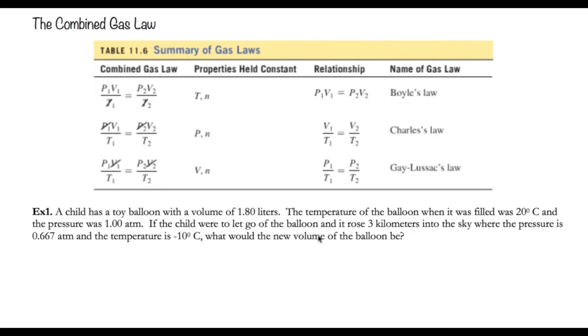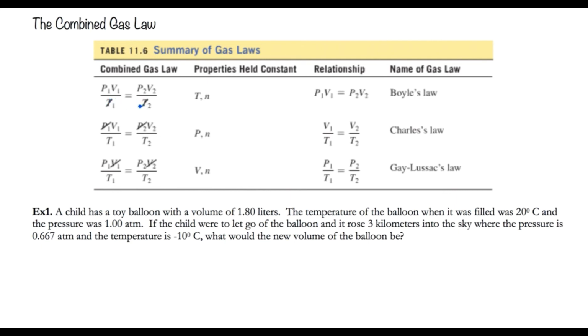All right, so the combined gas law. Basically, as you can see from this table, all of my gas laws are derived from one gas law, which is your combined gas law. So P1 times V1 over T1 equals P2 V2 over T2. So you will use your combined gas law when you are changing all three of the variables, P1, V1, and T1. If one or two properties of that gas are being held constant, then you'll have one of the three laws we've already looked at.